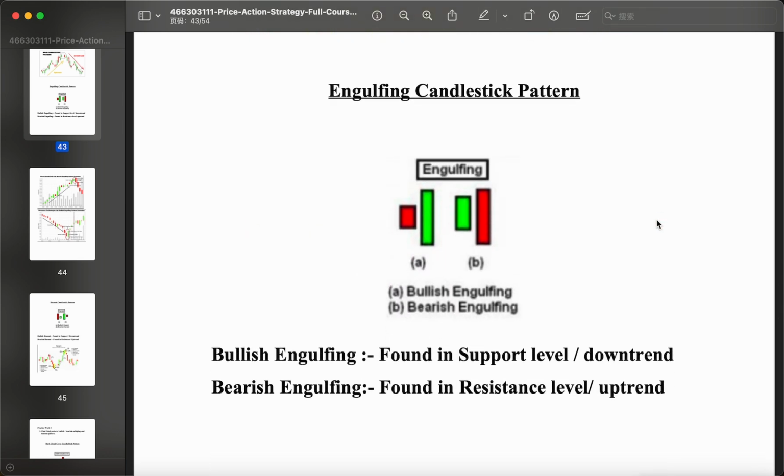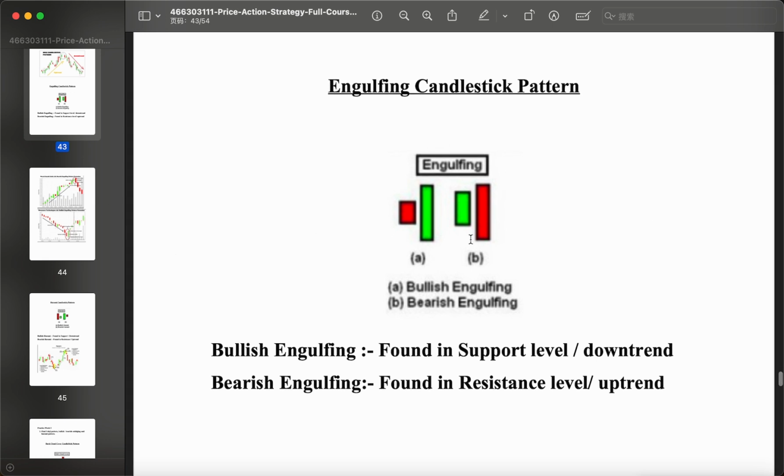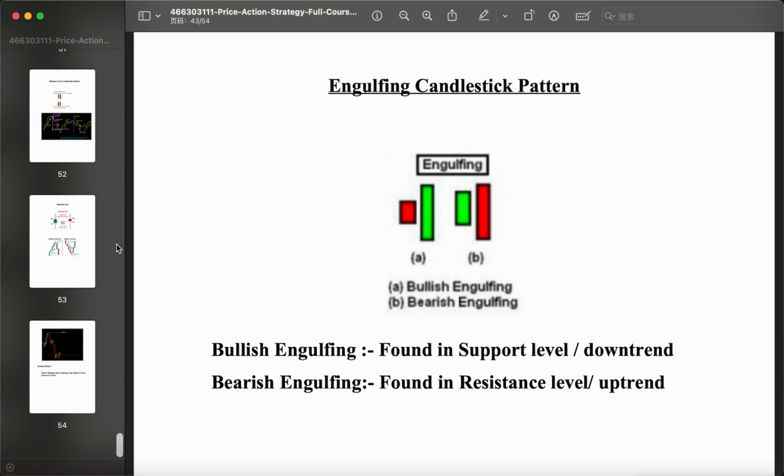You also have different engulfing candlestick patterns. You have bullish engulfing and bearish engulfing. You can find bullish engulfing at a support level in a downtrend, and bearish engulfing at a resistance level in an uptrend. So you have different engulfing patterns to look at.